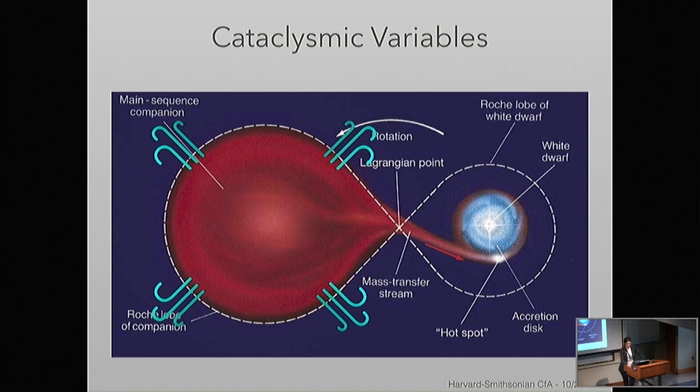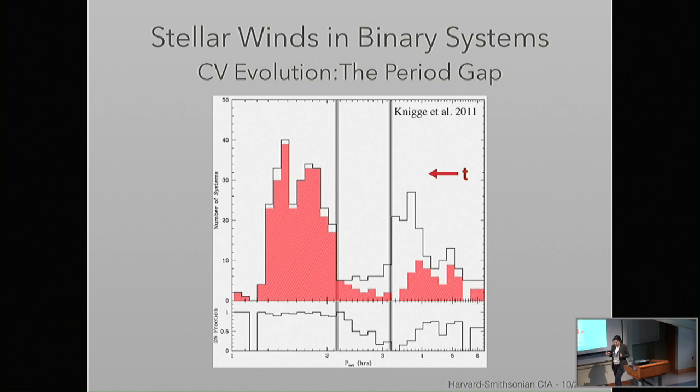So what is the period gap? The period gap is a range of periods for which these systems are essentially not observed. I'm showing here a histogram of the observed number of systems as a function of orbital period in hours. And you can see that there's this region in which there are much fewer systems observed than in the rest. So systems evolve from wherever they are born in this picture towards the left-hand side, because they're losing angular momentum.